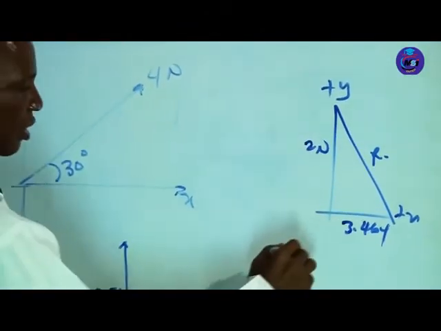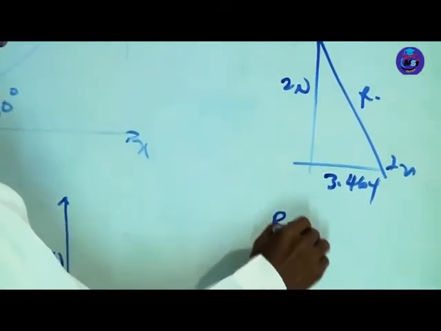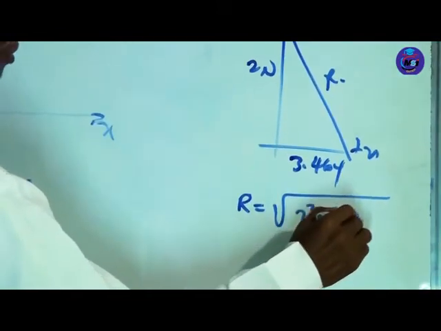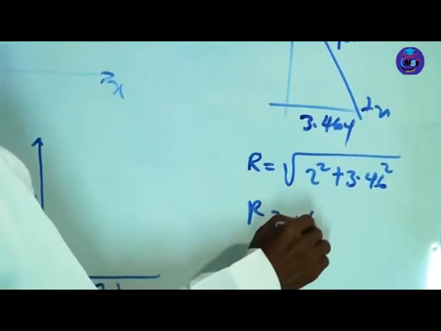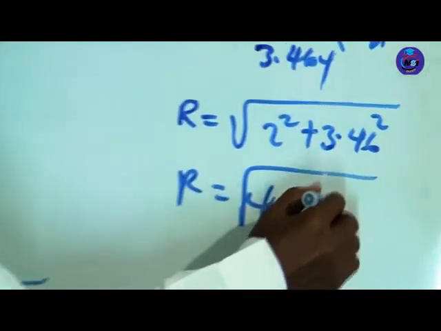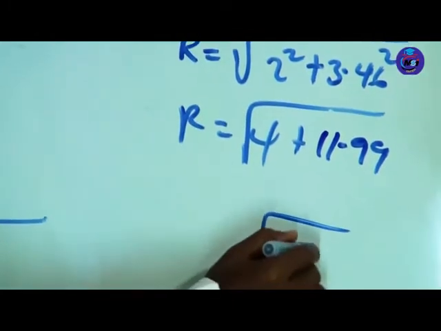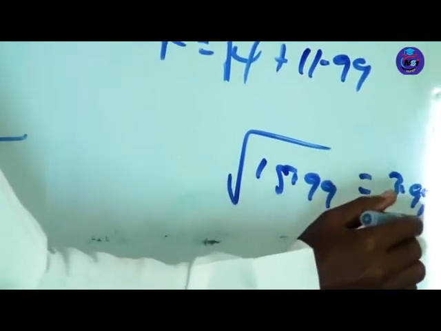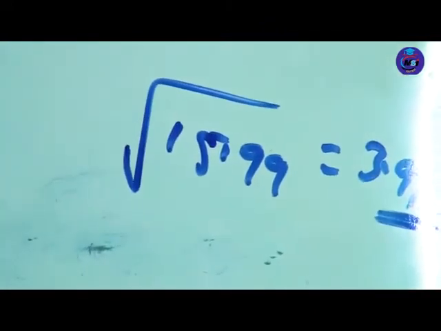So we now calculate it. We now have R equal to the square root of 2 squared plus 3.46 squared. So if you square 3.46, you have 11.99. If you add the two of them together, you have 15.99. If you get the square root, you have 3.99 Newton. So that will give us the resultant.